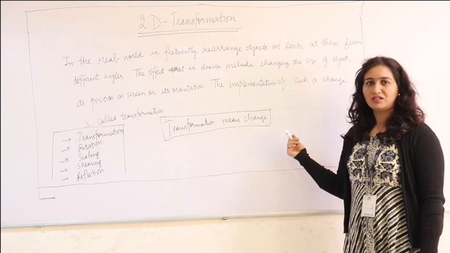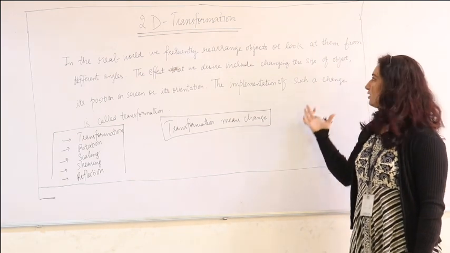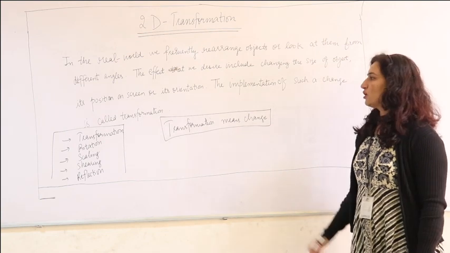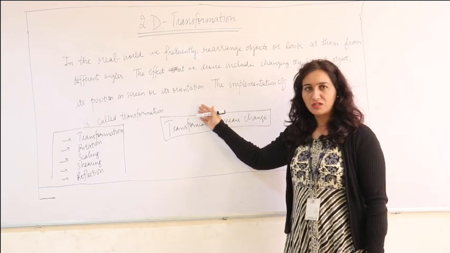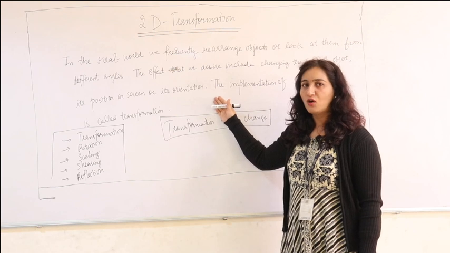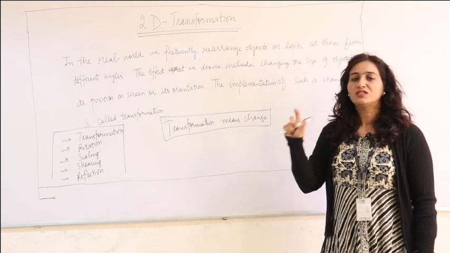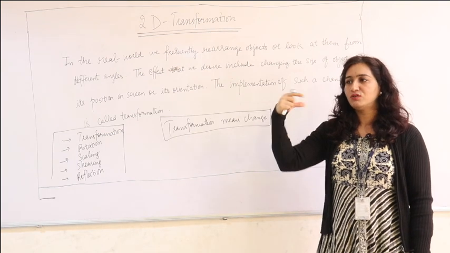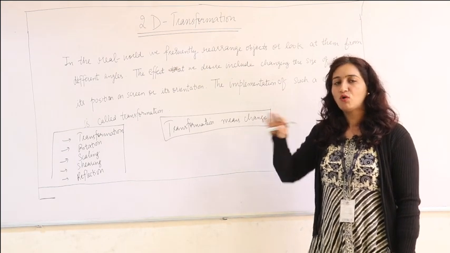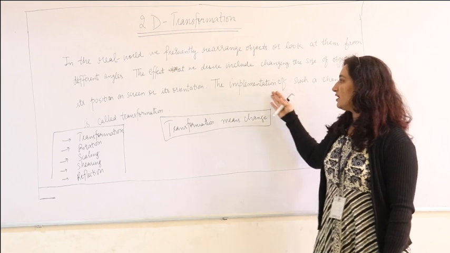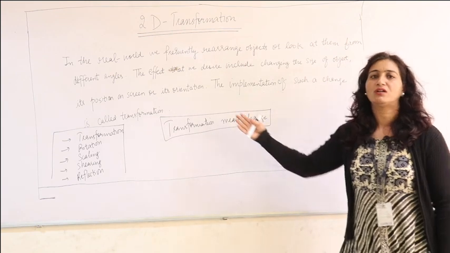So the effect which is desired includes changing the size of an object or its position, or changing the orientation of an object, which is rotation, or reflection of an object. The implementation of all such changes is called a transformation.